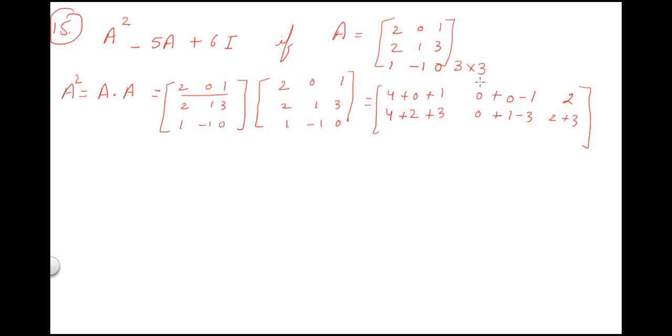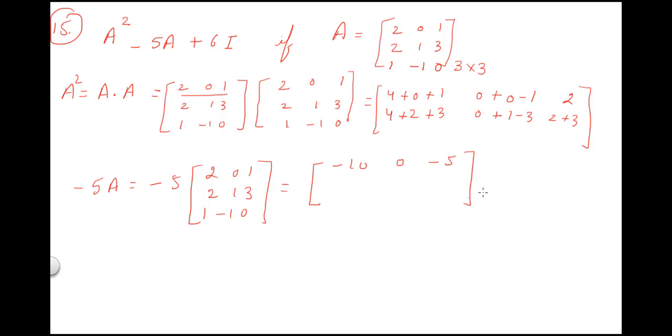Clear? So after finding out A square, you will find minus of 5A. How will you find minus of 5A? We have to multiply each and every entry of the matrix with minus 5. So we will multiply like this. First write down the matrix. So I'm just doing it for one row so that you have an idea for others. So if I multiply the first row with minus 5, I get minus 10, 0 and minus 5. Similarly, you can write the other entries here. Clear? Then we are going to find out 6I.